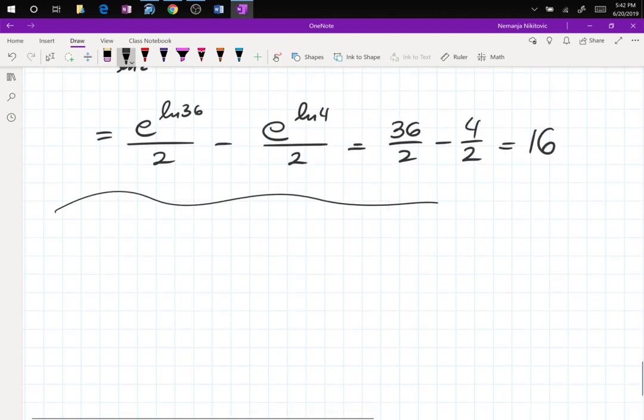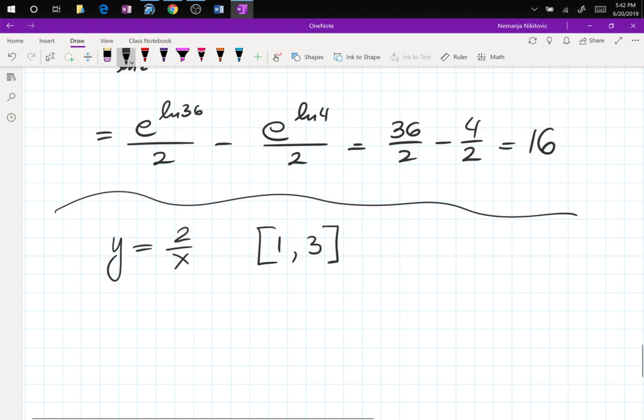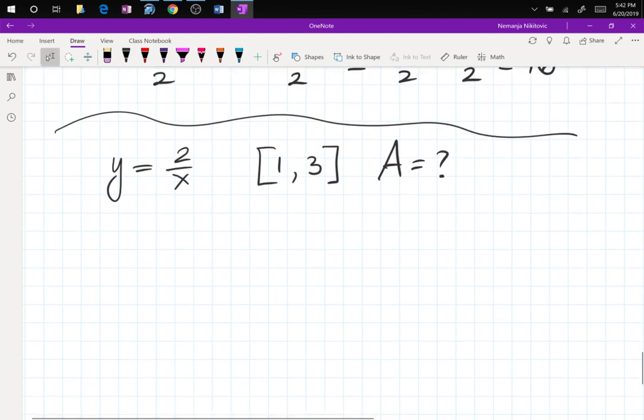Let's compute one more, and then, well, few more, not one more, few more. So how about if y is equal to 2 over x on the interval 1 to 3? What's the area? Y equals 2 over x.